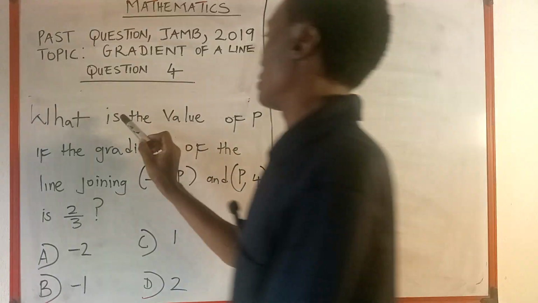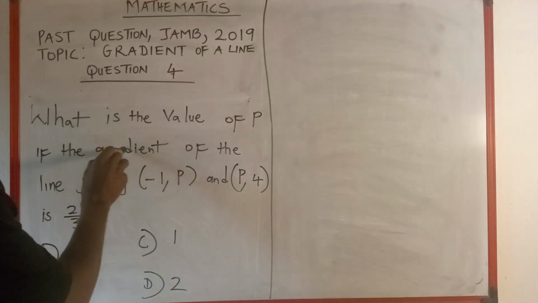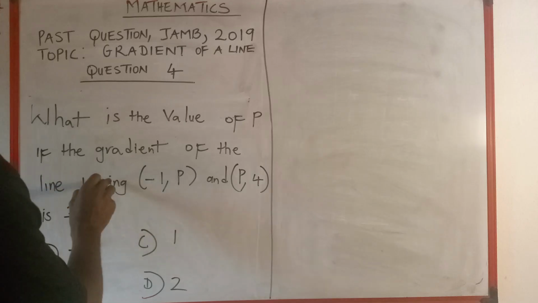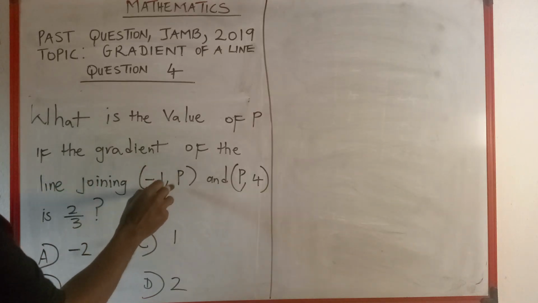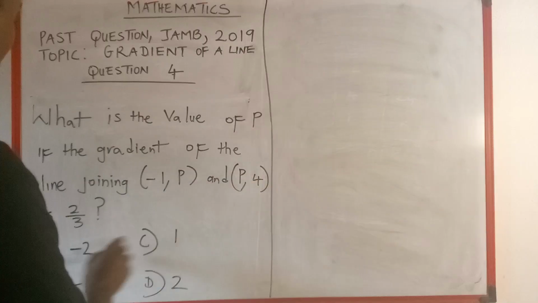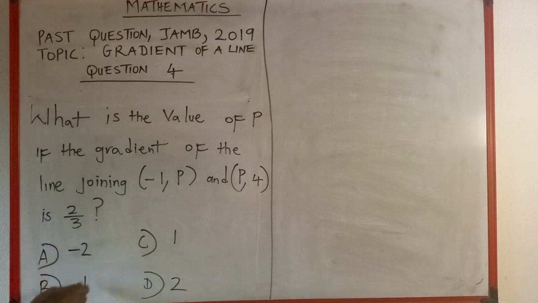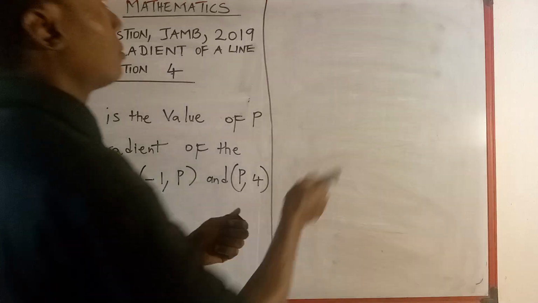What is the value of P if the gradient of the line joining (-1, P) and (P, 4) is 2/3? Options: -2, -1, 1, 2. Solution.